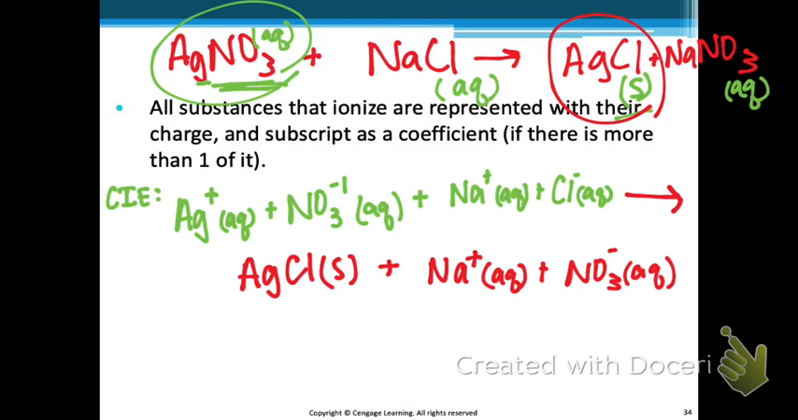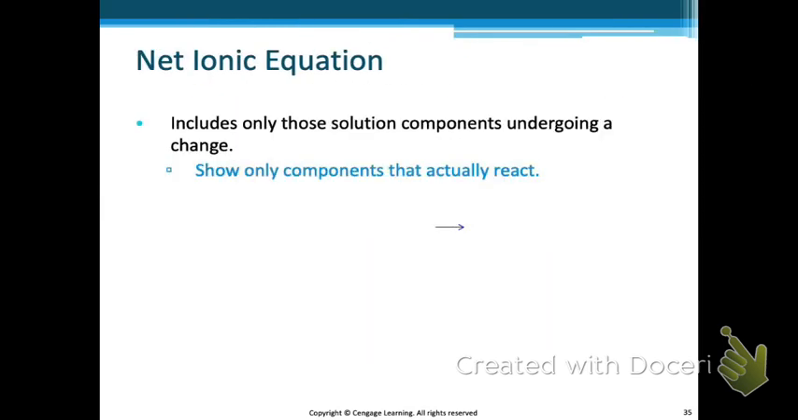We wrote the formula equation, the complete ionic equation, and now we're going to write the net ionic equation. So what's net mean? The total, the overall, right? The plus, minus, or whatever you want to say. I don't know how you want to say net, but net means the overall. And so in the net ionic equation, we only include components that undergo a change.